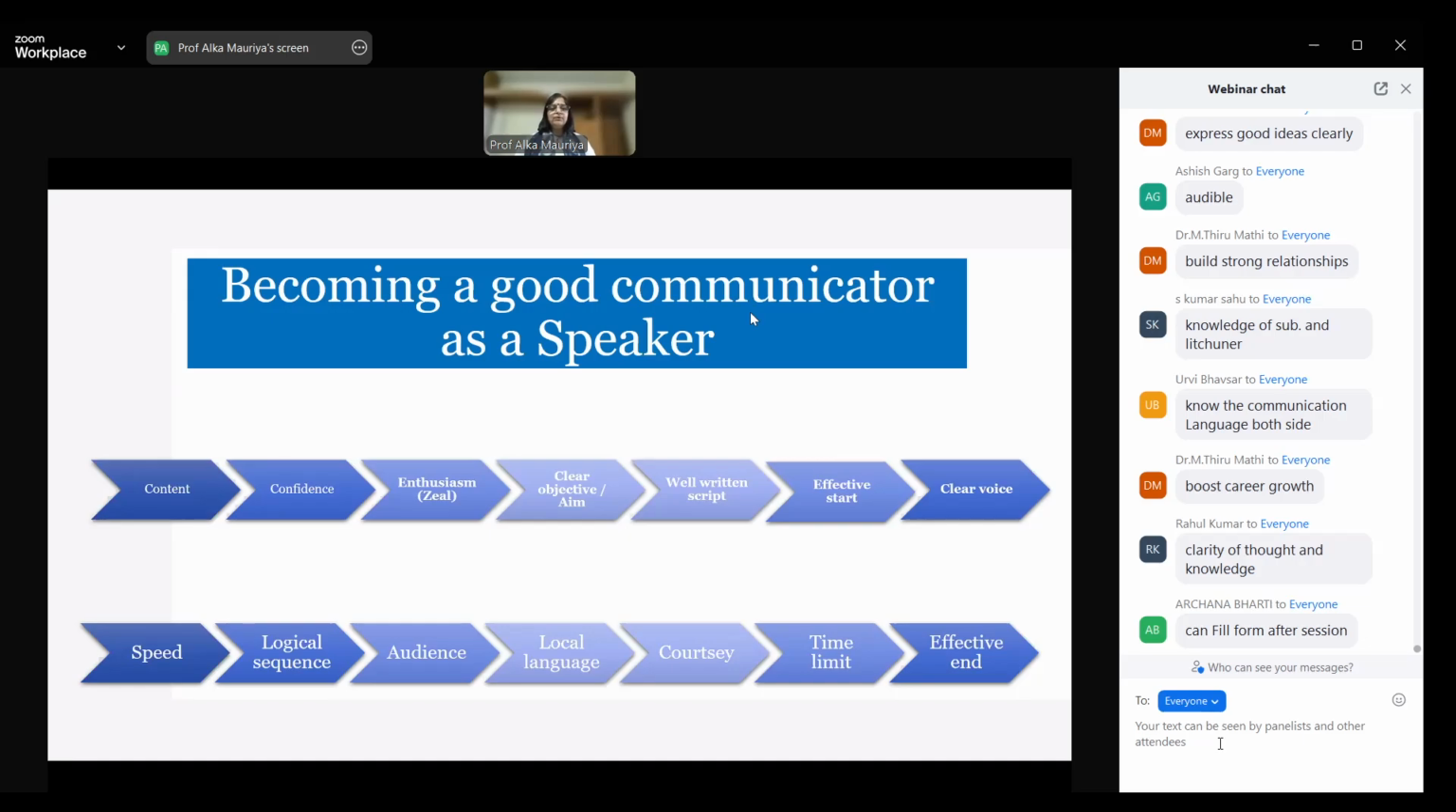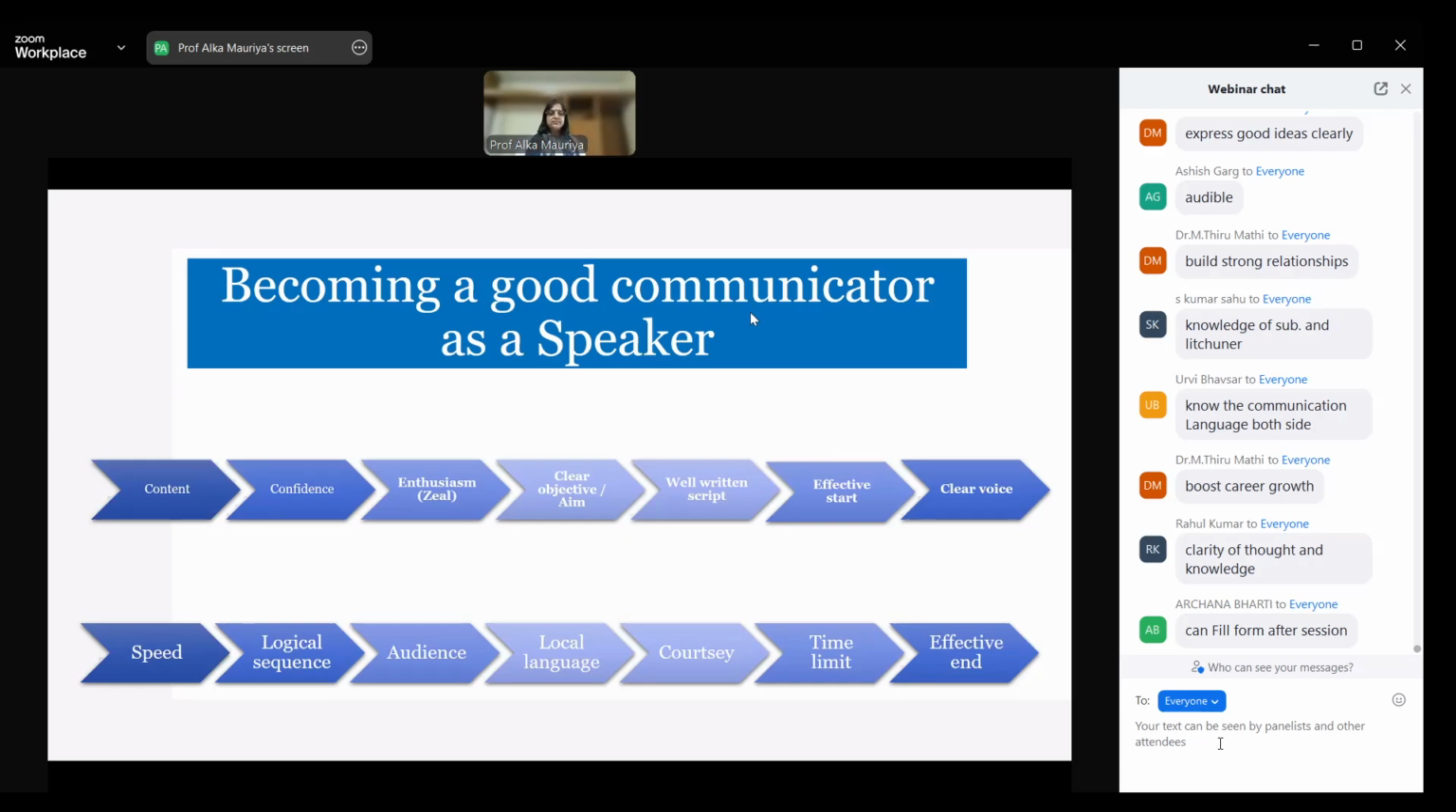So just remember my words again. Good communication does not mean good control over language. Good communication does not mean choice of words. It actually means the content. Content is the key to good communication. If you have more content, you will have more to speak, you will have more confidence.